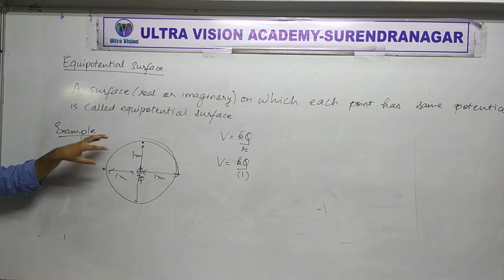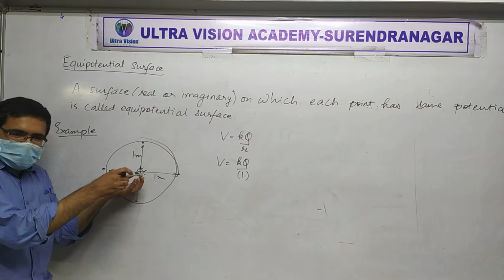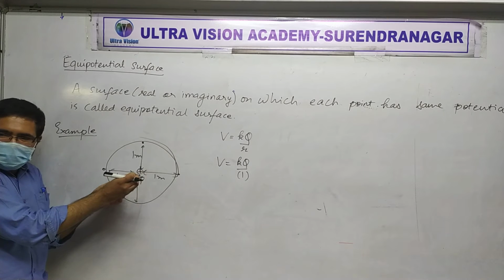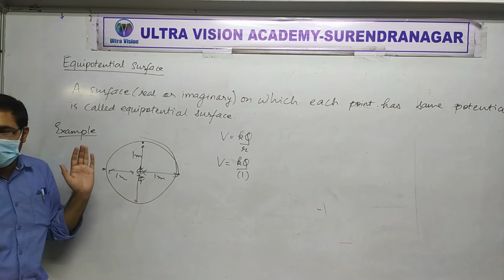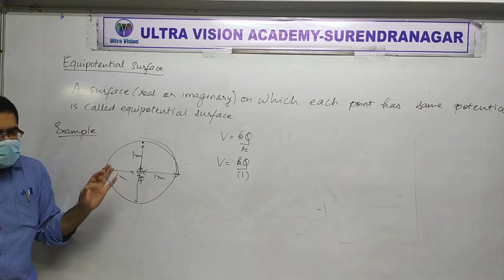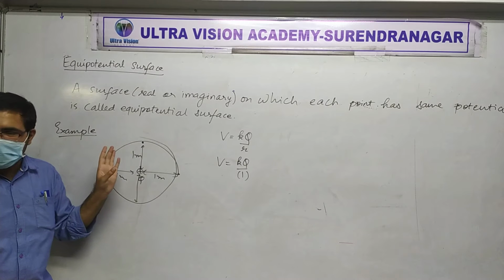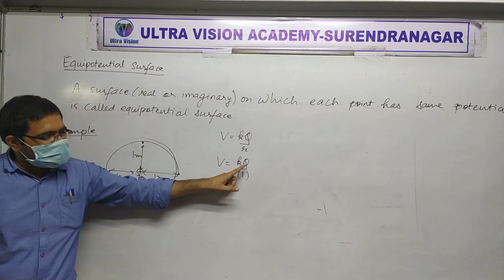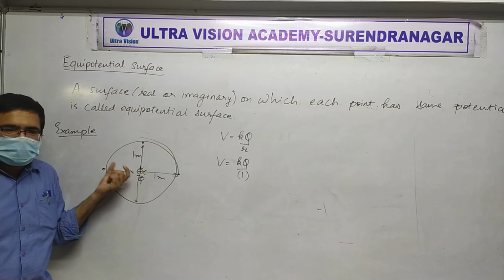But it's not just a circle, let me tell you, because distance can also be in 3D, right? Do you realize that there can be 1 point here which is at 1 meter away? Like this, it will form a sphere. So every point on this sphere will have same potential. How much potential? kq by 1. We put r as 1 because the distance from the charge is 1.